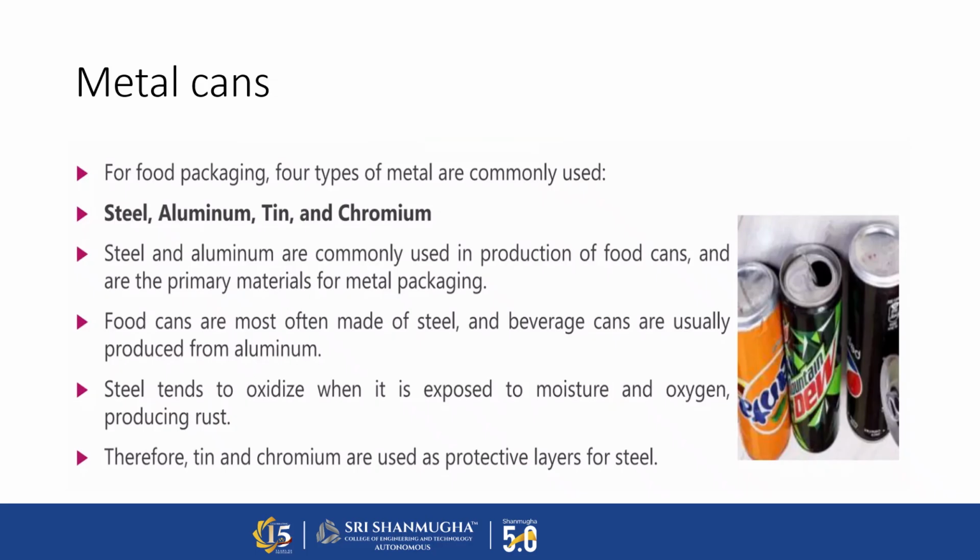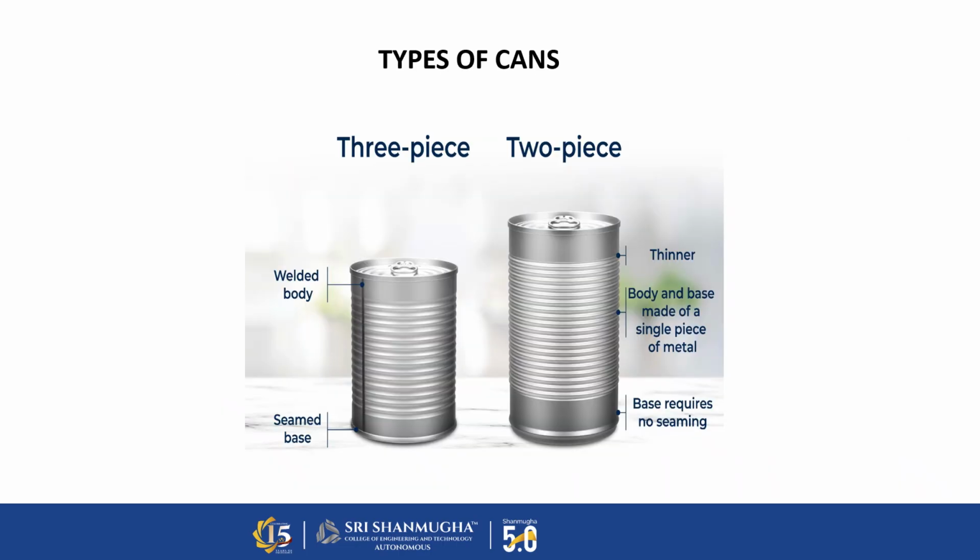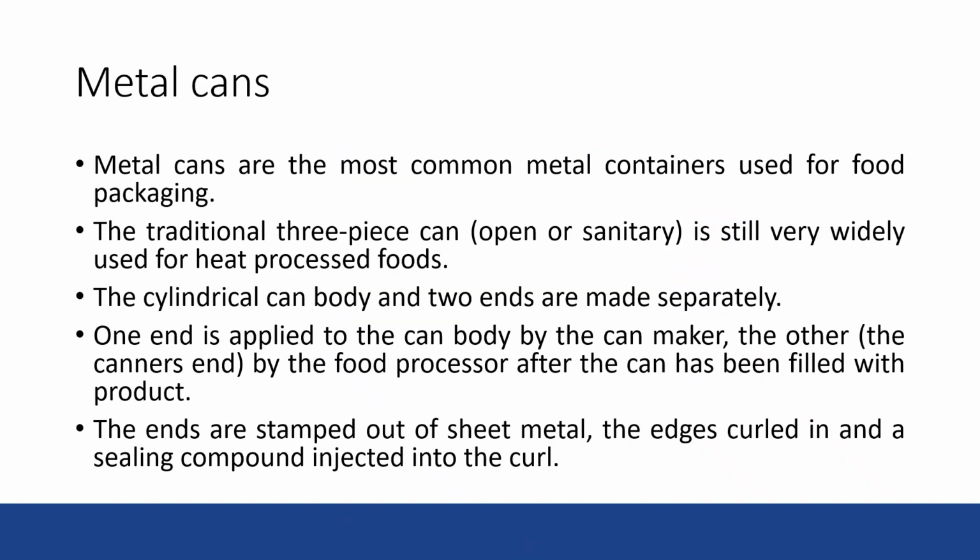So metal cans for food packaging commonly use four types of metal. We have already discussed in the previous slide: steel, aluminum, tin, and chromium. Steel and aluminum are commonly used in production of food cans and are the primary materials for metal packaging. Food cans are made of steel and beverage cans are usually made from aluminum. So there are two types of cans. One is the three-piece can and one is the two-piece can.